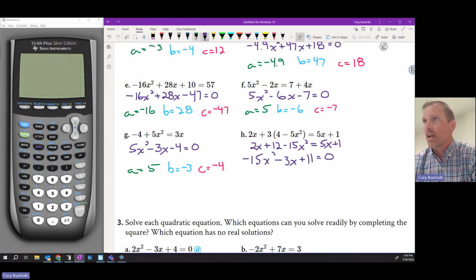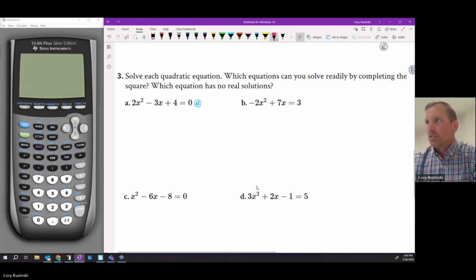Okay. So our A value is negative 15. Our B value is negative 3. And our C value is 11. There we go. Of course, you can pause if I'm going too fast.